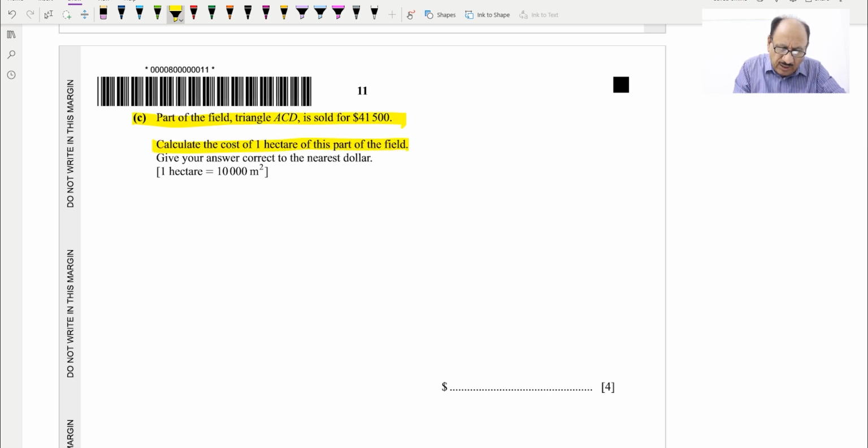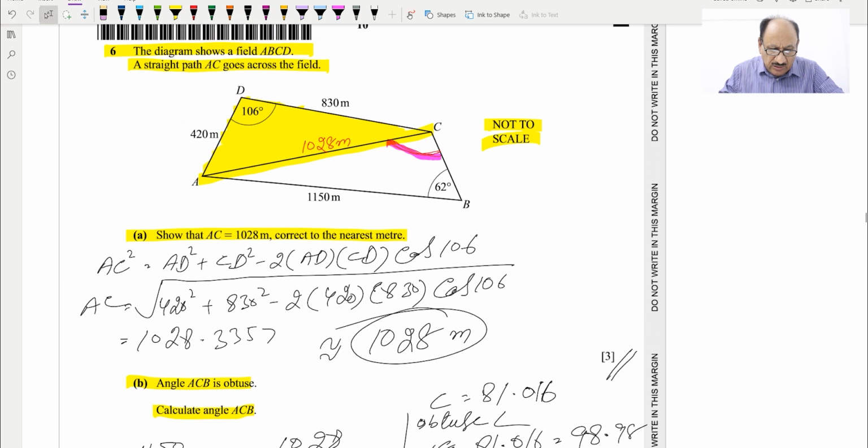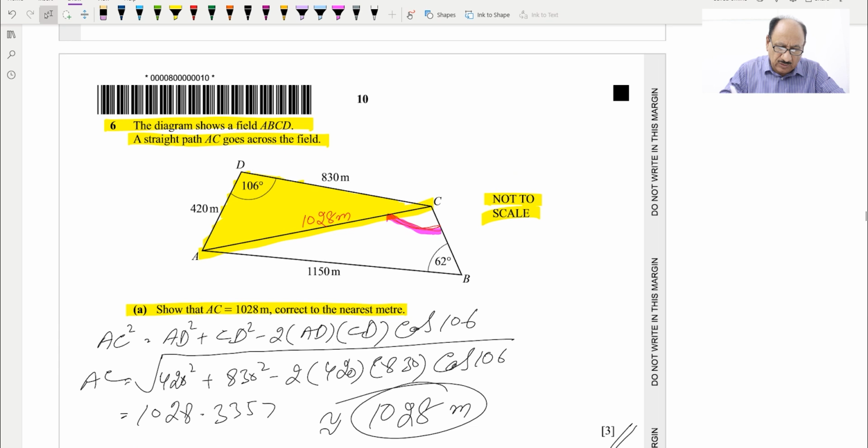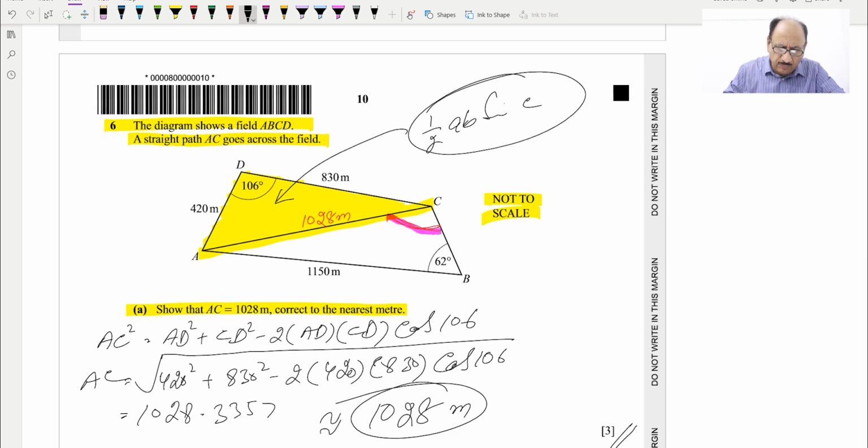Calculate the cost of 1 hectare of this part of the field and give your answer correct to the nearest dollar. 1 hectare they have given as 10,000 square meters. Now the area of the triangle ACD is required. ACD is this triangle. We can basically apply half into AB sine C. This formula we can apply.